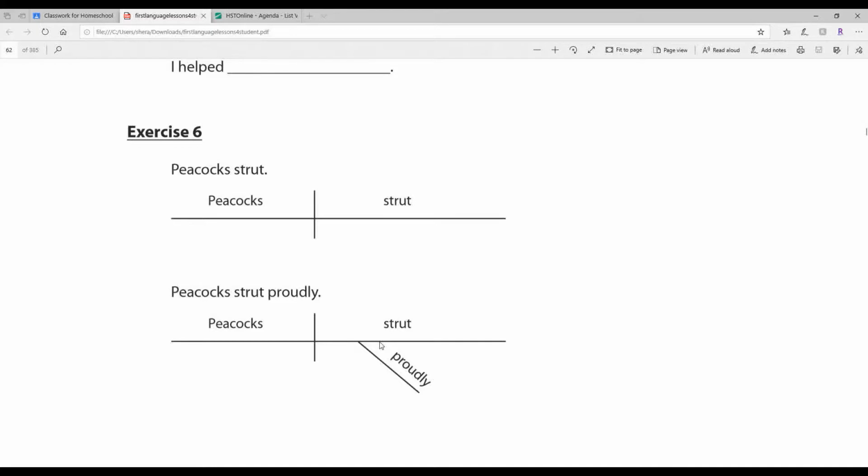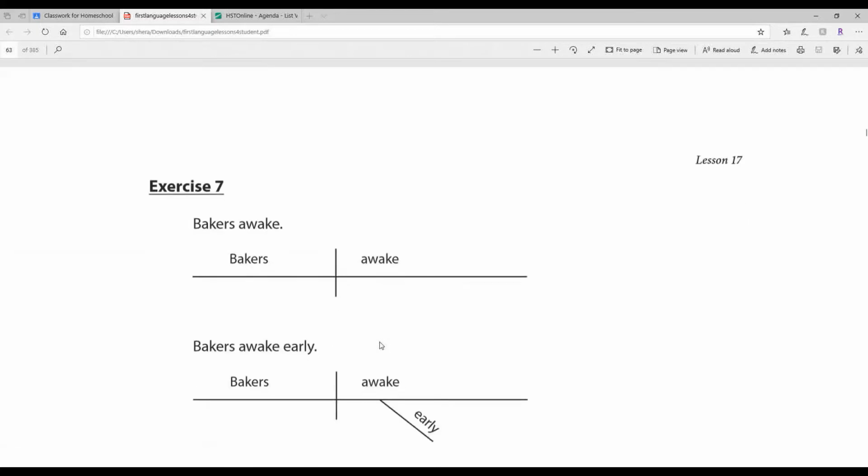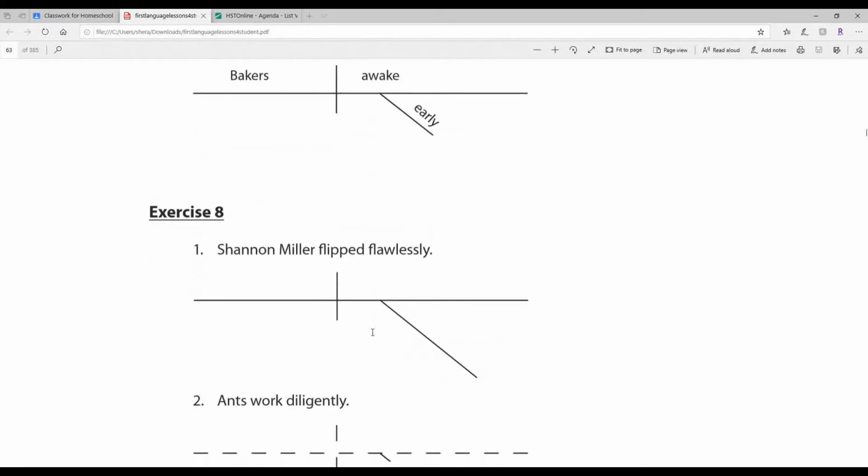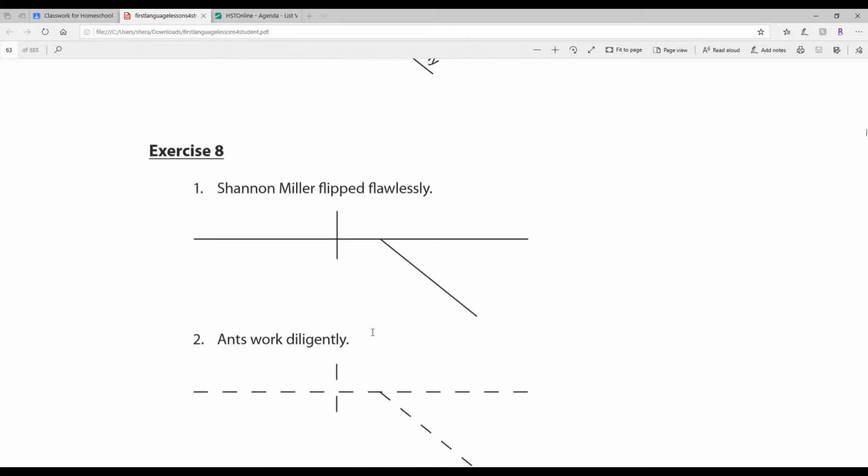All right, let's look at exercise 7. Baker's awake. Baker's awake early. Okay, early is an adverb that tells when the baker's awake. So that means early is an adverb that's modifying or describing the verb awake because it's answering one of those questions, when. Okay, all right, let's look at exercise 8.